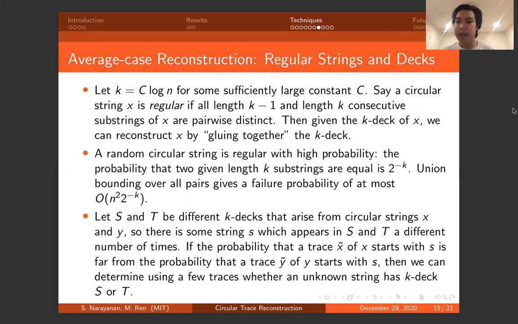So we're going to compare the probabilities that a trace of x starts with s and a trace of y starts with s. Because s appears a different number of times in x and y, we can expect that these probabilities will be somewhat far apart. And once we know that they're far apart, we can just look at our traces and see at what rate they're starting with s. That'll tell us whether it's more likely that the traces are coming from x or y, or have k-decks coming from a string with k-decks s or t.